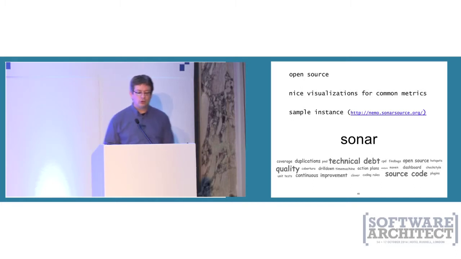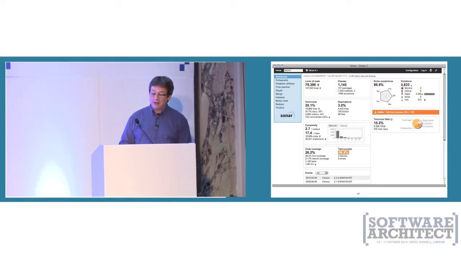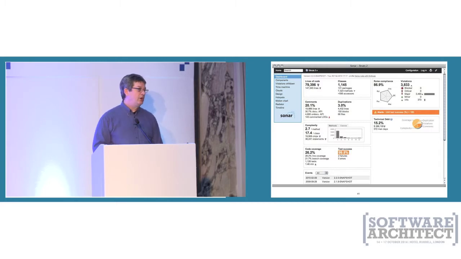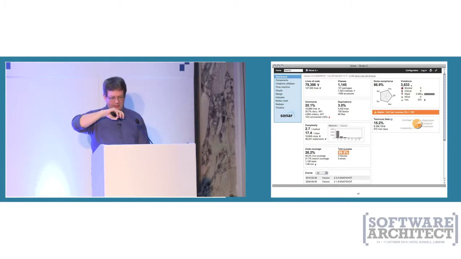There's an open source tool called Sonar that gives you a bunch of nice visualizations for some common metrics. They run a sample instance that shows a bunch of open source projects running under Sonar. And the reason I bring this up here in this section is they have a technical debt calculator built into Sonar. What it does is look at some of the characteristics of your code base, like how much code coverage you have, how many duplications do you have in your code base.